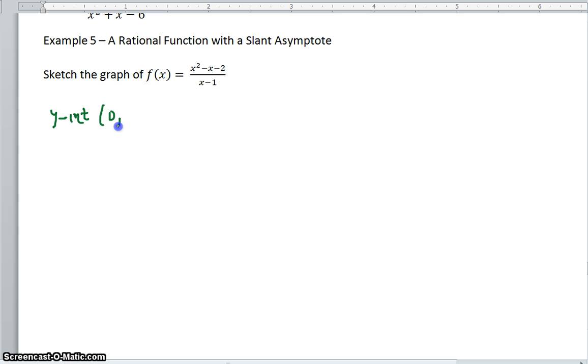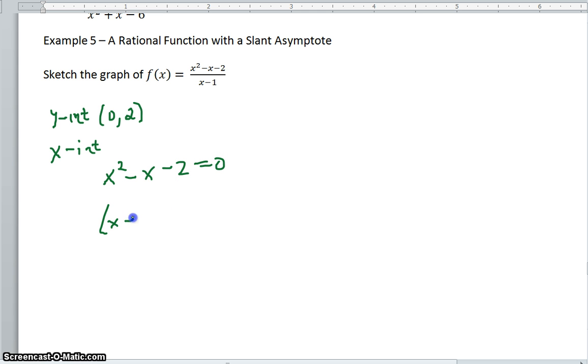we're going to talk about where x is equal to 0. And if we let x equal 0 for this whole thing, we're left with -2 over -1, which is going to be a +2. So our y-intercept is 0, +2. Our x-intercept is where the y is equal to 0, or where the numerator is equal to 0.